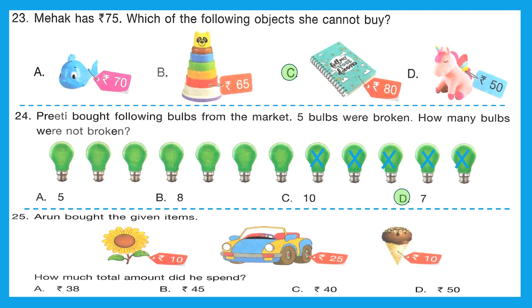Question 25. Arun bought the given items. Sunflower for rupees 10, car toy for rupees 25 and an ice cream for rupees 10. How much total amount did he spend? So we need to again do the addition. 10 plus 25 plus 10, that is equal to rupees 45. Our correct option is option B.